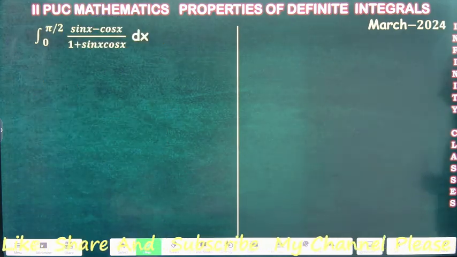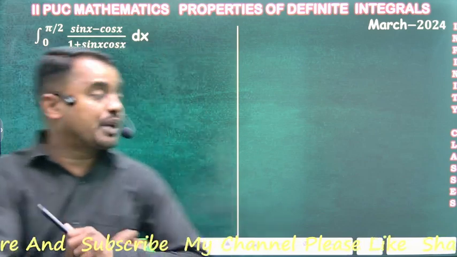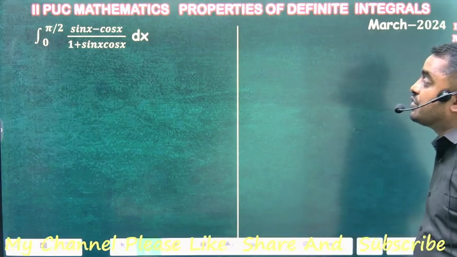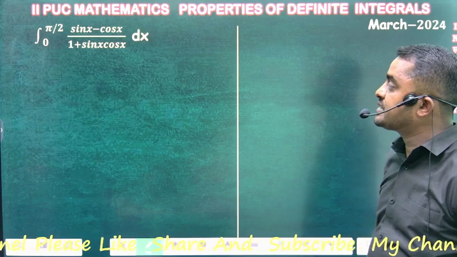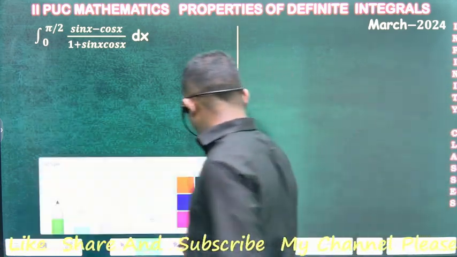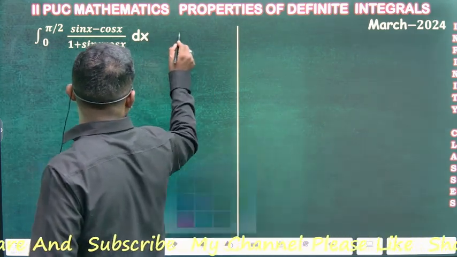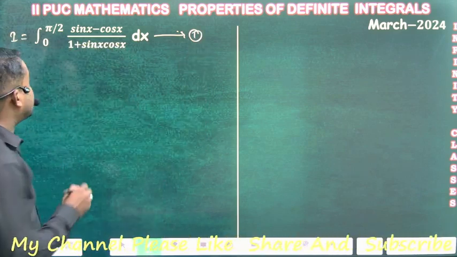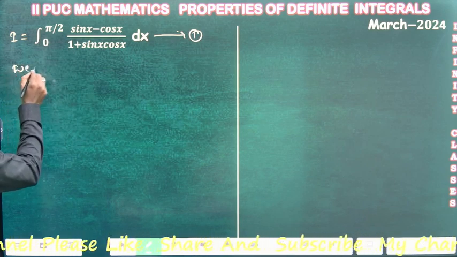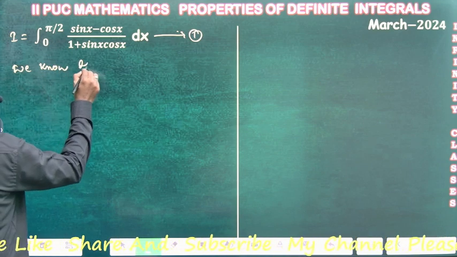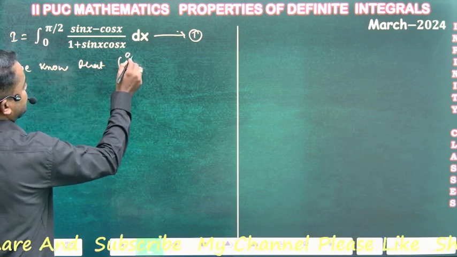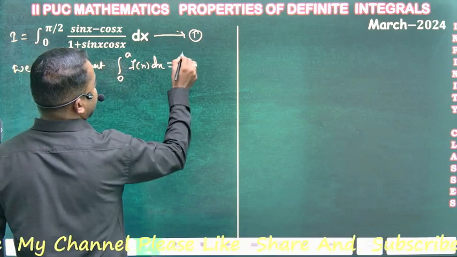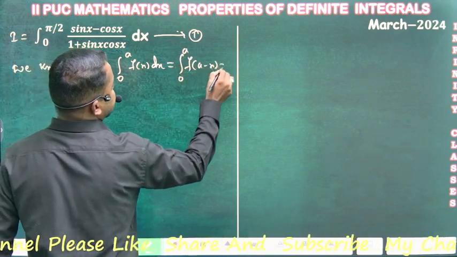So next problem, that is March 2024 problem. So look at here, the March 2024 problem, that is integration of 0 to 5 by 2 of sin x minus cos x divided by 1 plus sin x cos x dx. So call this as equation 1 first. That is I is equal to, this is equation 1. We know that, apply the property here. We know that integration of 0 to a f of x dx is equal to 0 to a f of a minus x dx.